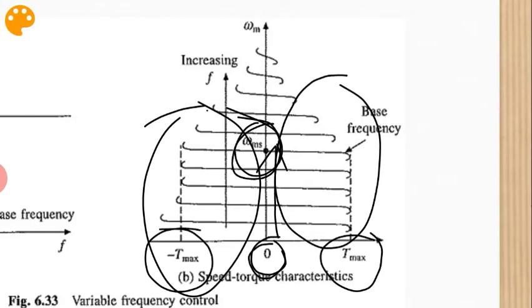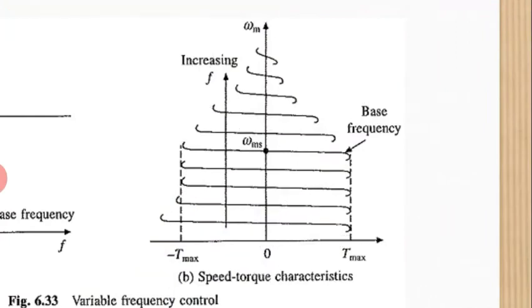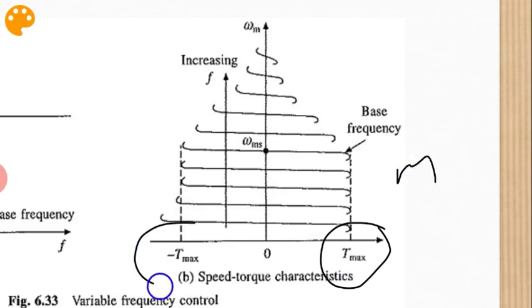For example, see here 100 rpm, 200 rpm, 300, 400. In all the range from 0 to the maximum speed, the synchronous speed, we will get the torque maximum. I repeat, torque maximum on the positive side means motoring, and this is for braking. In both cases we are getting the torque maximum at any speed from 0 to synchronous speed.